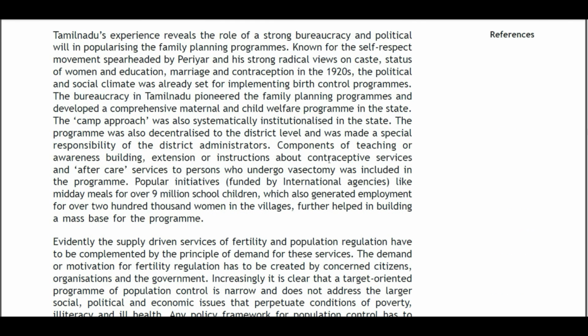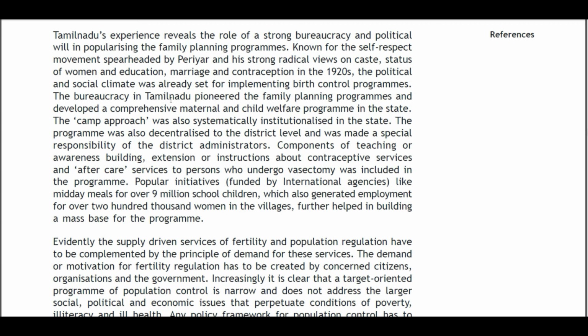Tamil Nadu's experience reveals the role of a strong bureaucracy and political will in popularizing the family planning programs. Known for the self-respect movement spearheaded by Periyar with his strong radical views on caste, status of women and education, marriage and contraception in the 1920s, the political and social climate was already set for implementing birth control programs.